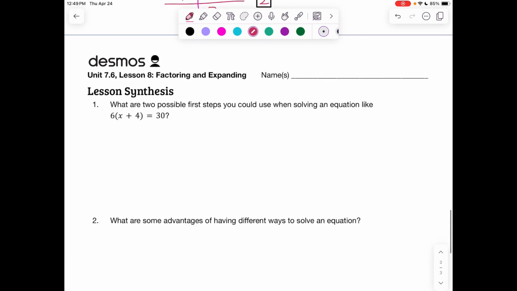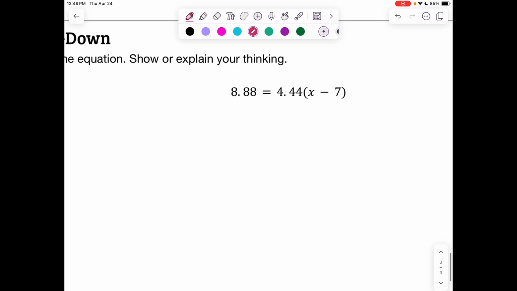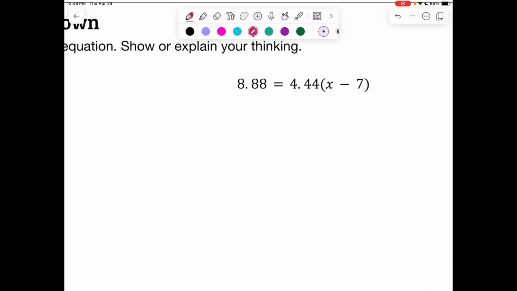Awesome, we're going to do one more example of our cool down. So this time we have 8.88 equals 4.44 times x minus 7. So I want you to try it on your own. And remember, you can divide it first or you can do your whoop whoops first. It's your choice. All right, let's check our work.